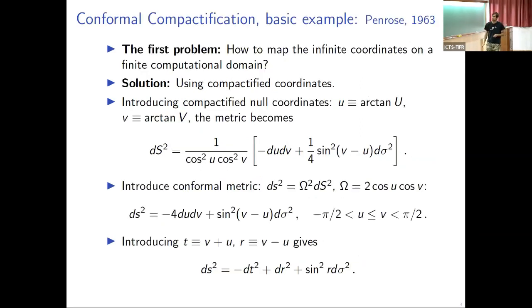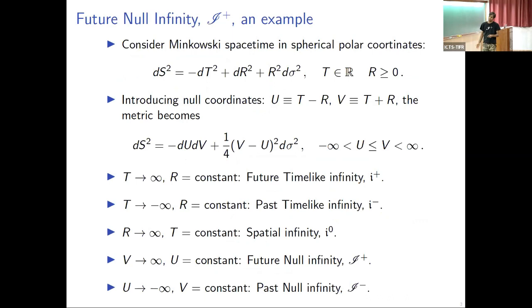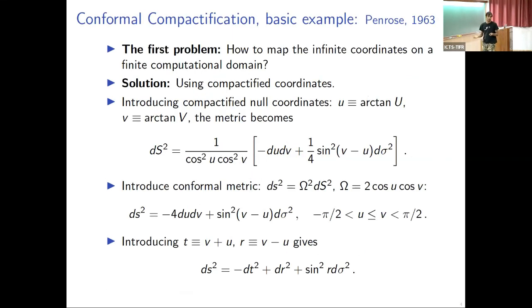Now, since all these regions of interest involve infinite values, the question comes, how do we map them on a finite computational grid? Why a finite computational grid? Because we have only finite resources to do any simulation. So the answer is using compactified coordinates. Here's an example.